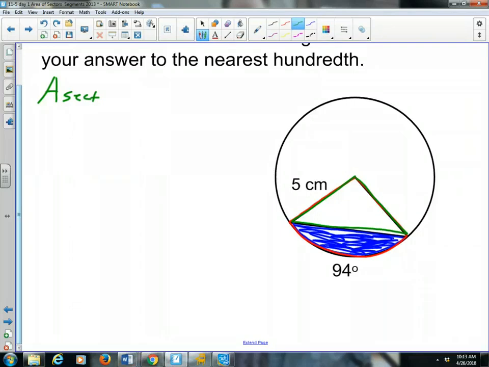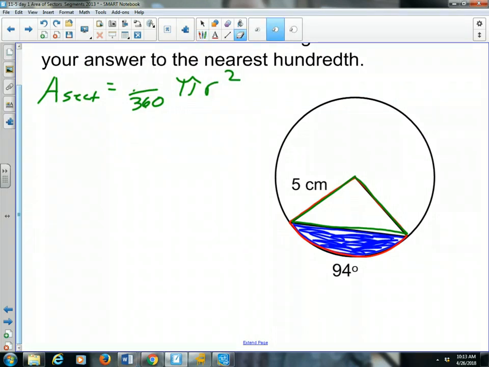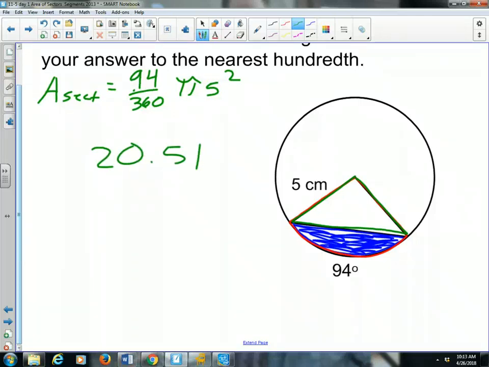The area of the sector is n over 360 pi r squared. So our n is the number of degrees, 94 degrees. So 94 divided by 360, pi times the radius squared. And the radius is 5. So if you do 94/360 times pi times 5 squared, you should get the area of the whole sector is 20.51 approximately. So there's the area of the whole sector.